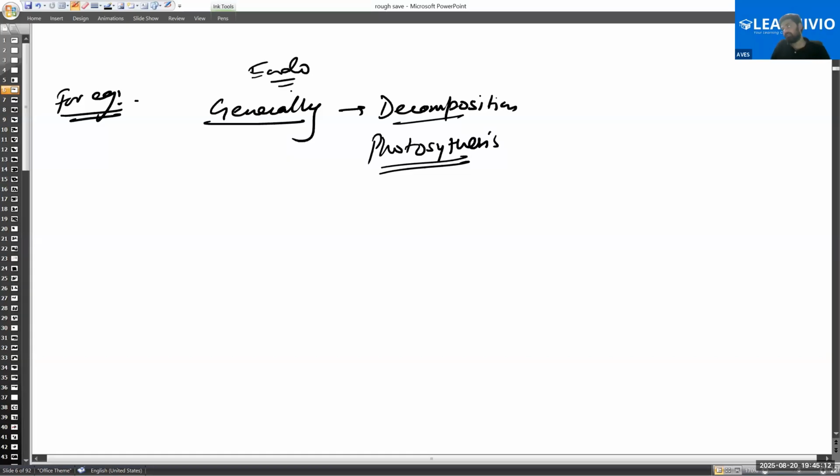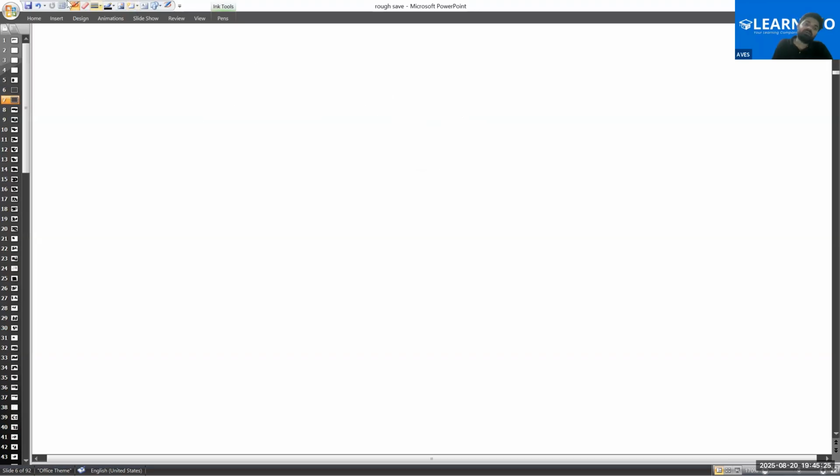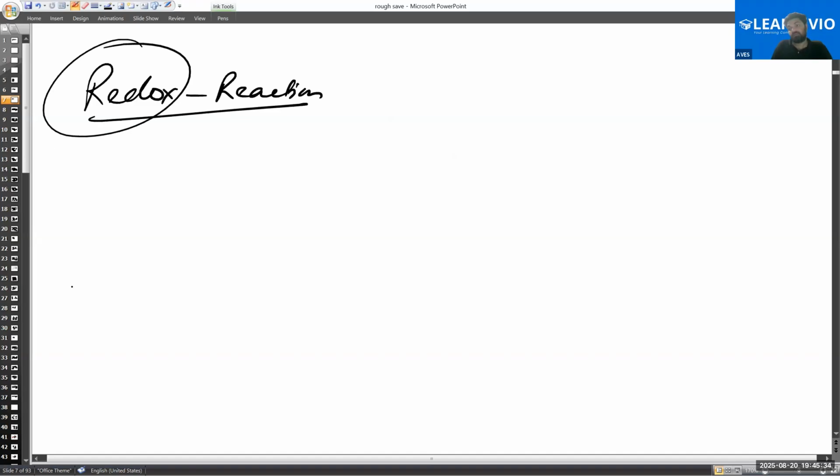Okay, now moving to the next portion, let's revise the redox reactions today. We have not done it for so long, we have not studied or revised the redox reaction. So what do you mean by the word redox reaction? Redox. Red means removal, ox means oxidation. Removal of something is called reduction. So we call it reduction.